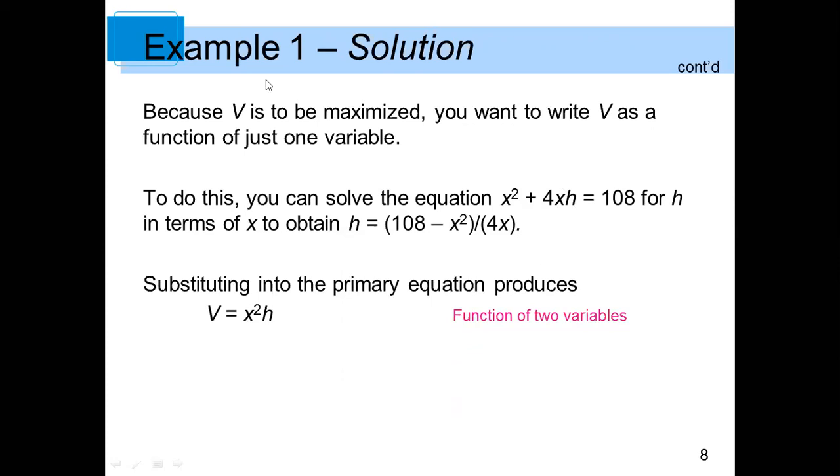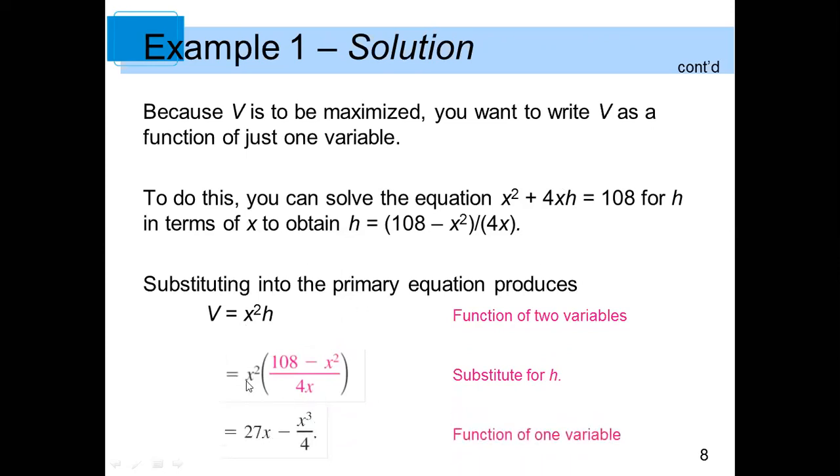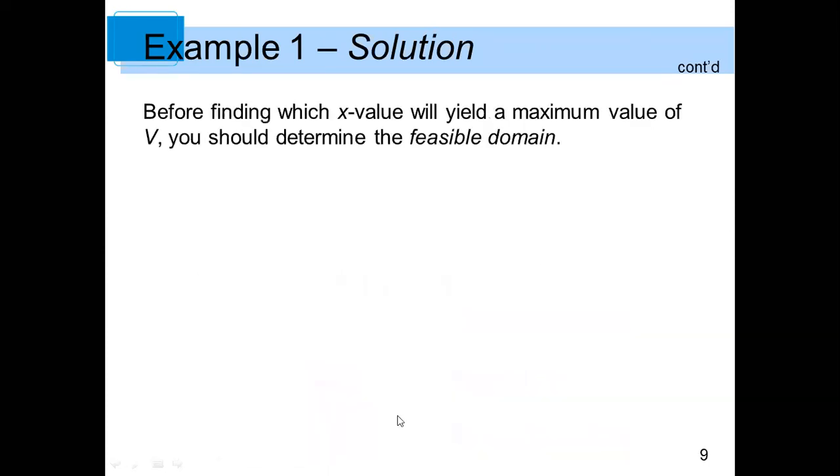Why is that allowed? Because these two formulas, the volume and the surface area, are for the same box, so the x's and h's should be the same. So I substitute 108 minus x squared all over 4x in for h in the volume formula, and then you simplify it. Notice a factor of x will cancel here and here. Then you have 108x minus x cubed all over 4. Dividing both terms by 4, you have 27x minus x cubed over 4.